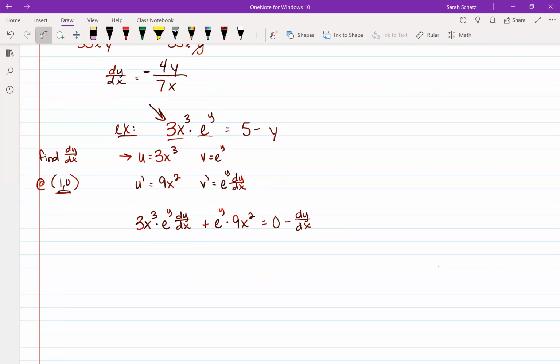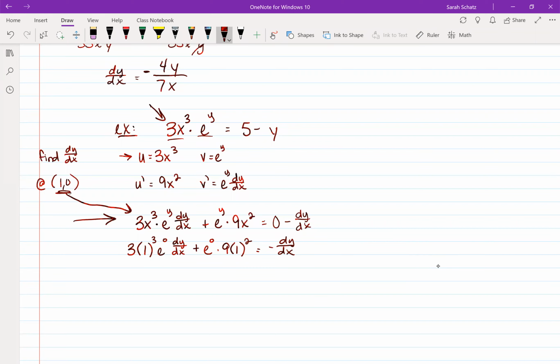So what's our next step? So this is not simplified in any way. I haven't combined any terms. I haven't tried to get dy/dx on one side. And remember, that's fine. After you take that first step where you take the derivative of everything, this is where you put in your point at 1, 0. So x's are 1s, y's are 0. Let's see what happens. I'm going to have 3 times 1 cubed times e to the 0 dy/dx plus e to the 0 times 9 times 1 squared equals negative dy/dx.